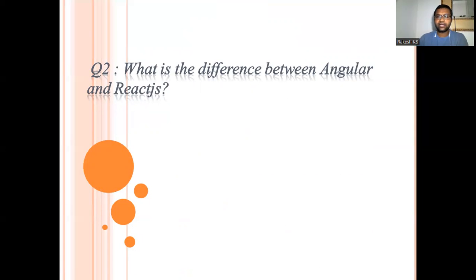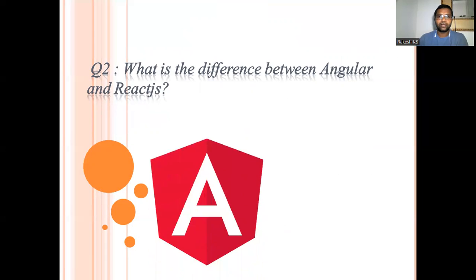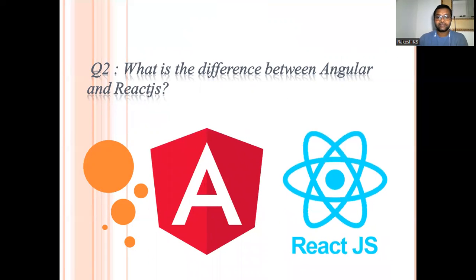As I said earlier, Angular was developed by Google and React.js is developed by Facebook. Now we shall see the main differences here. Angular was developed in 2016 and it is based on the TypeScript language, whereas React.js was developed in 2013 by Facebook and it is based on JavaScript. Angular uses two-way data binding, whereas React.js uses one-way data binding.